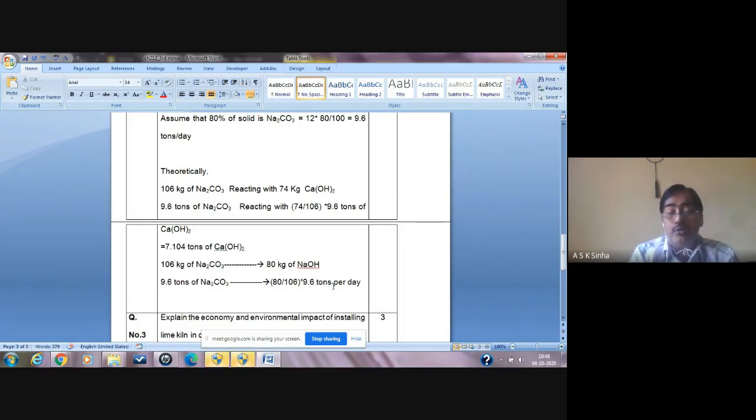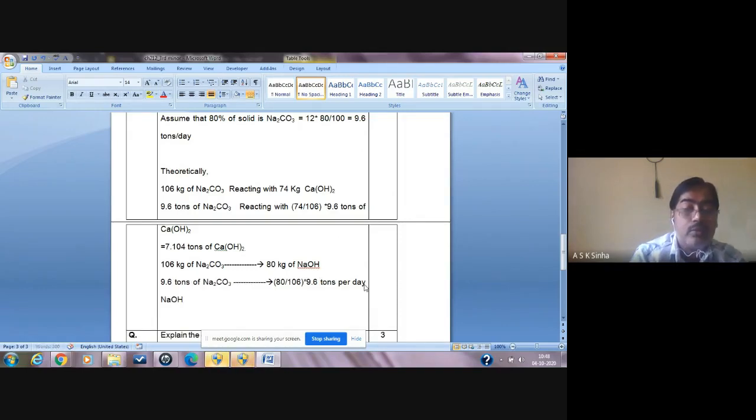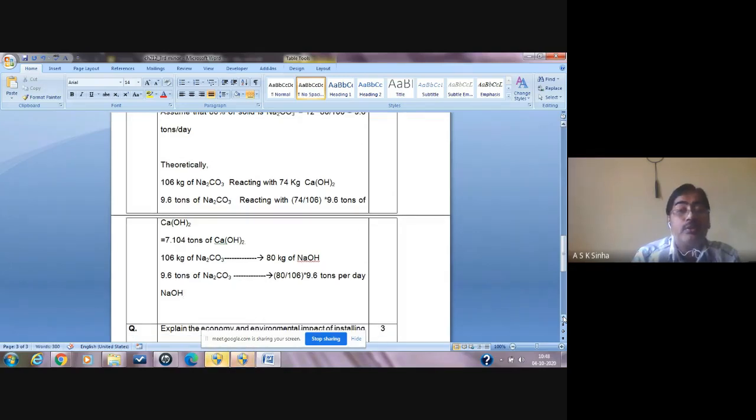How much will be the amount? If you do the calculation, here you can find out the amount that is given for the NaOH. In this way, we can find both the quantity of NaOH as well as how much calcium hydroxide is required for the reaction and how much NaOH is produced. So let us see another problem.